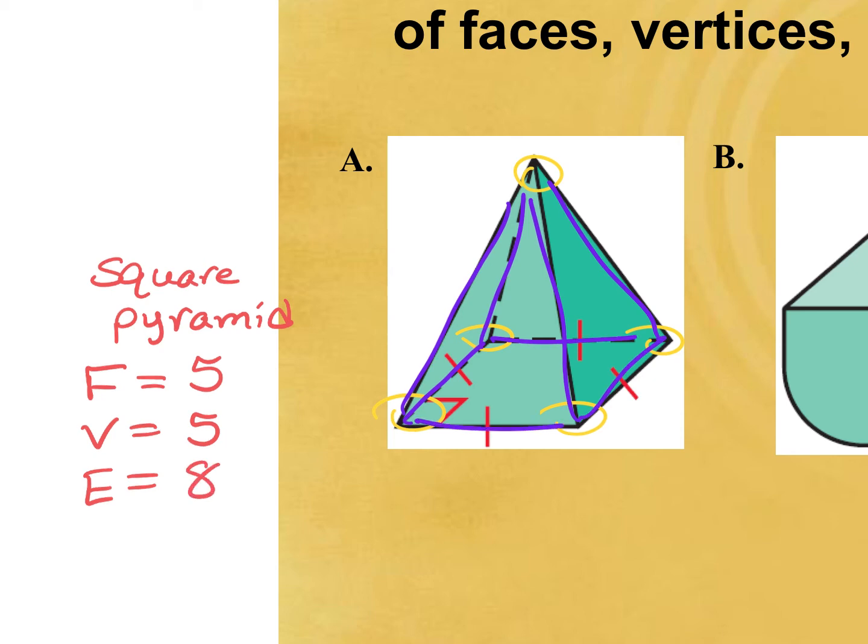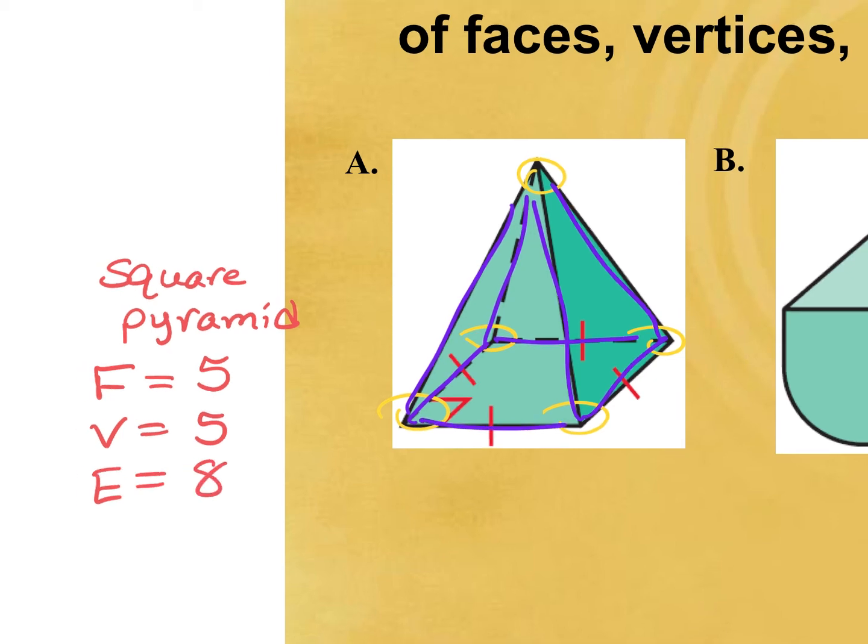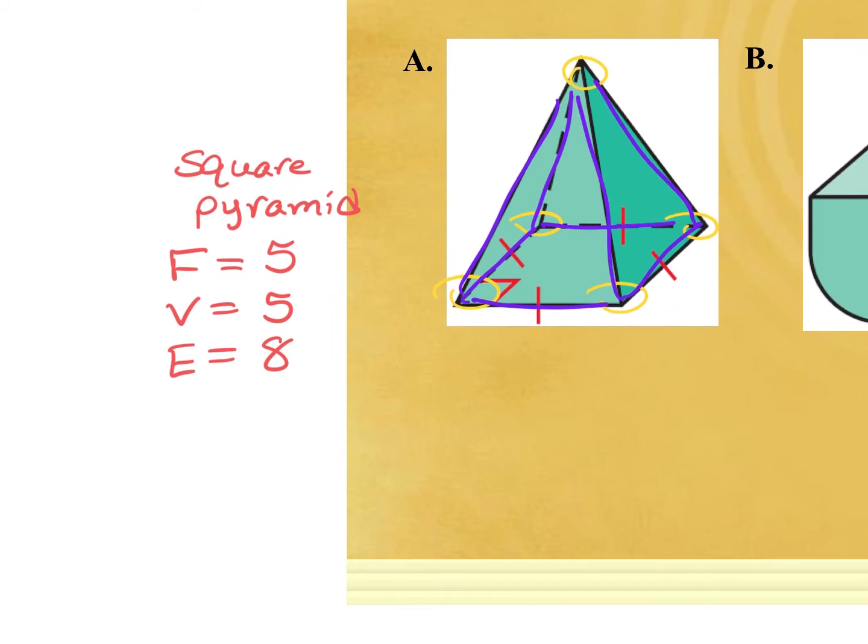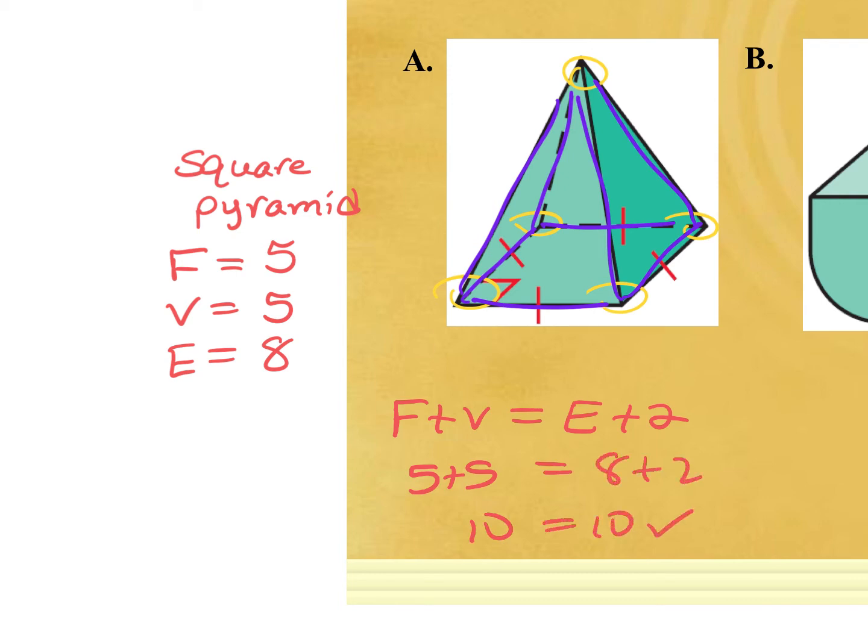I have 8 edges. And if you want to try and double check your counts, remember you can do faces plus vertices will equal edges plus 2. So 5 plus 5 is 10, and 8 plus 2 is also 10. So using Euler's theorem, it does work out. But again, this check is totally optional.